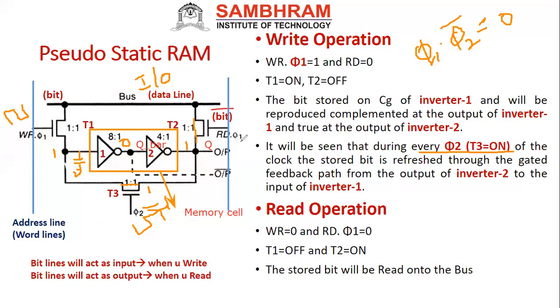Now, if you want to read, the data is already stored in the memory, and it should be read onto the bus line here, because this data line will act as the output now. So how can it be 1? Here the value 1 is already there, so that will be read via this bit line. It will be read as the output. That is why the stored bit will be read onto the bus. This is the operation of pseudo-static RAM.